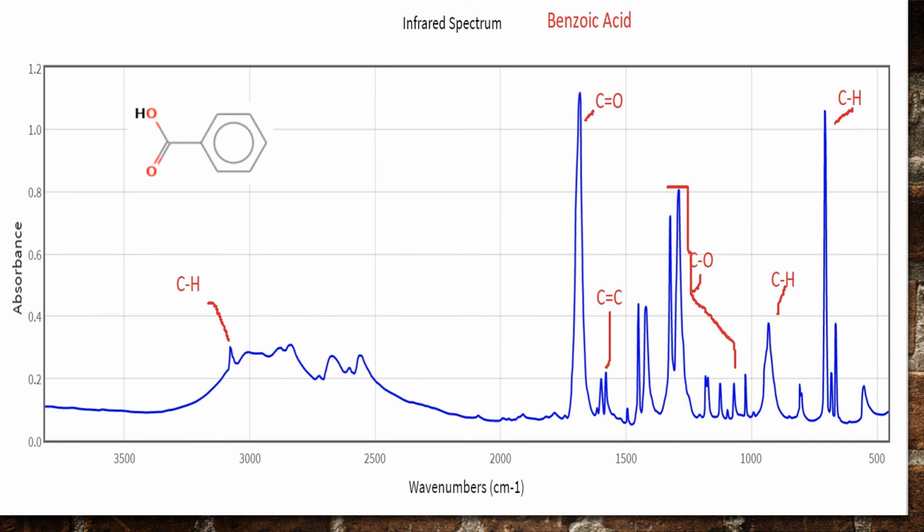With these deductions we can conclude that the molecule has an aromatic ring and an acidic component, so it is likely the substance is benzoic acid.